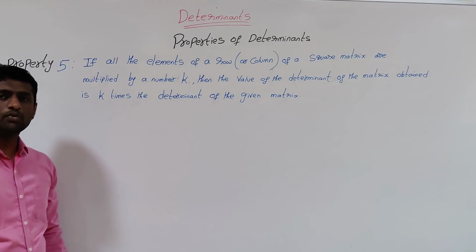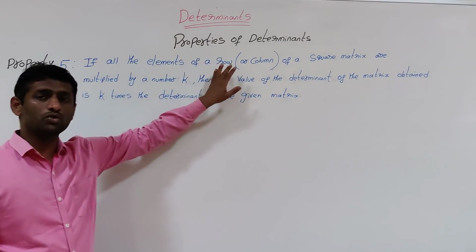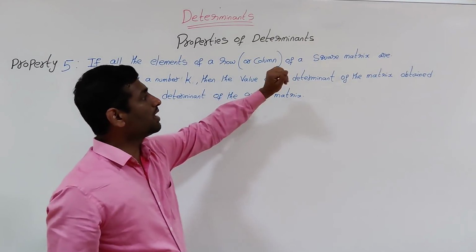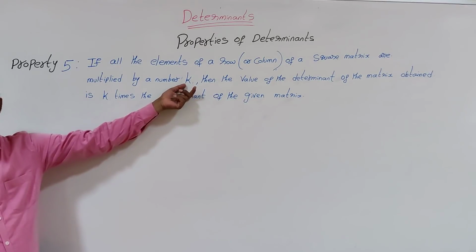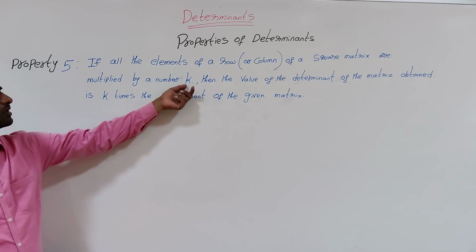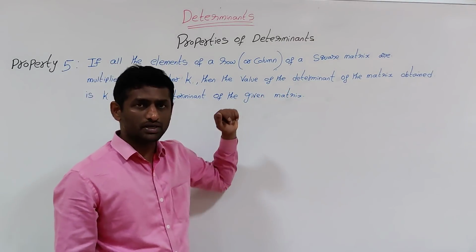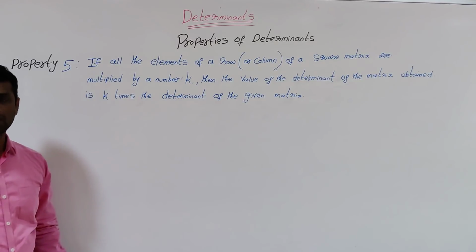Property 5: if all the elements of a row or a column of a square matrix are multiplied by a number k, where k is a scalar, that may be a negative real number or positive real number, or it may be anything, even a complex number, then the value of the determinant of the matrix obtained is k times the determinant of the given matrix.